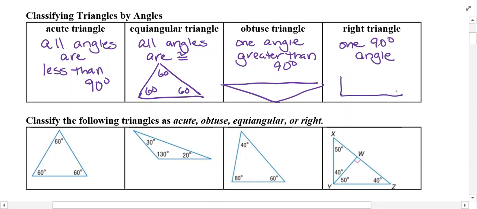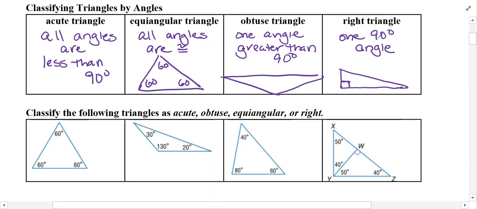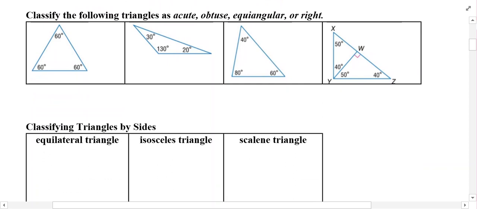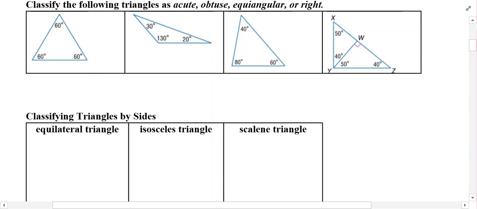In the pictures that you're given to solve a problem, they would have to tell you by this symbol that there is a 90-degree angle, or by words. Classify the following triangles as acute, obtuse, equiangular, or right. The first one has all 60-degree angles, so it's equiangular.